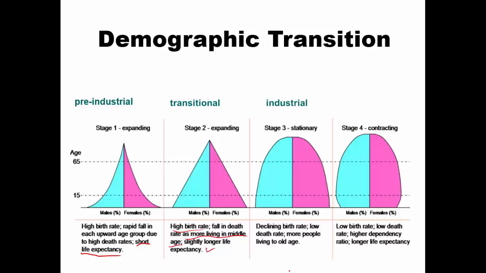And our fourth phase, which we call the post-industrial, the contraction phase, where you have a very low birth rate and a low death rate, and a higher dependency ratio, and a much longer life expectancy for a greater and greater number of people. But the thing is, it's unstable because you don't have enough births at the bottom to replace the people that are dying.